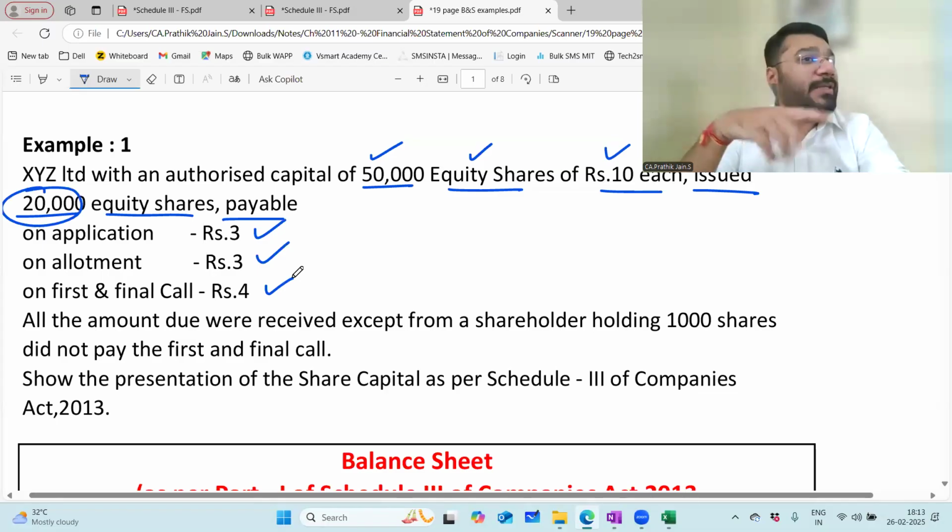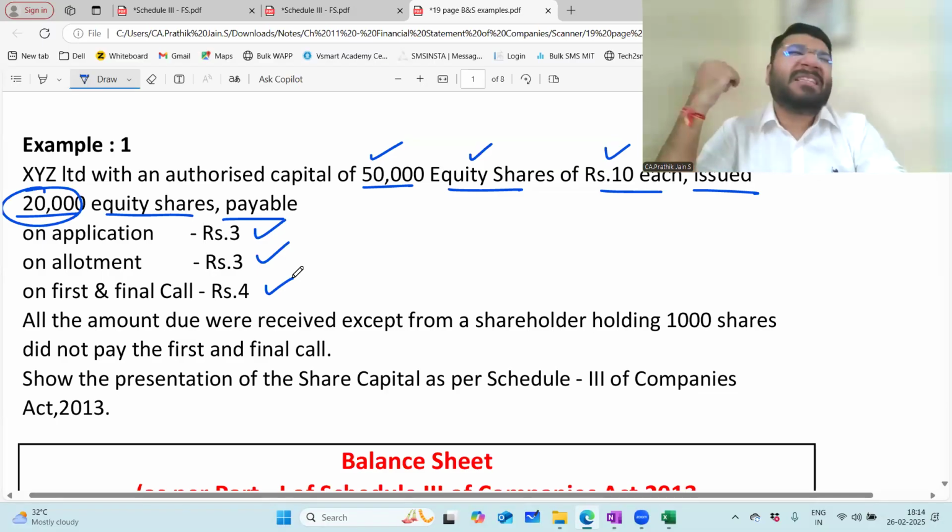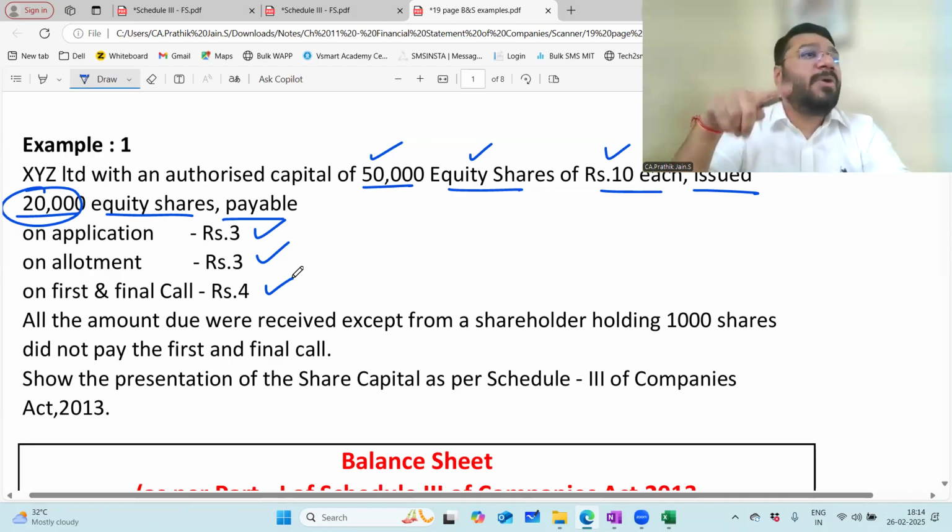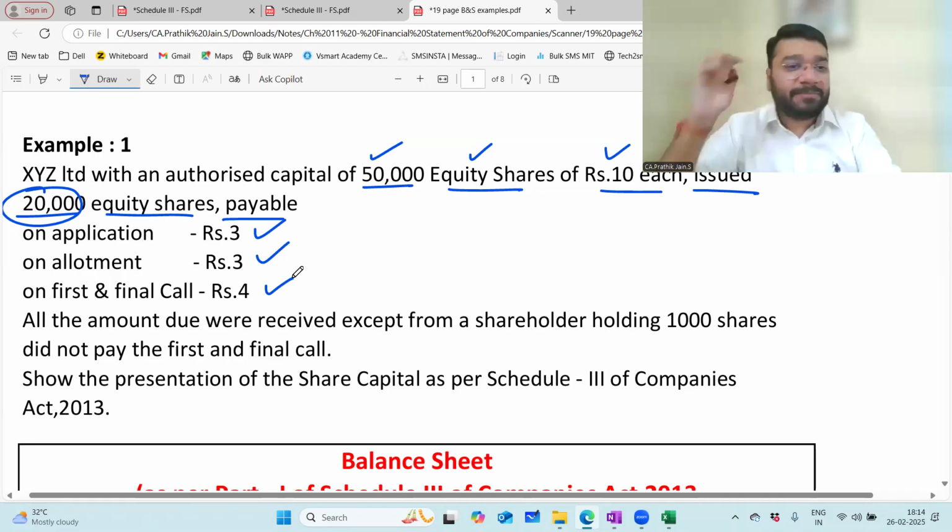Nobody will do this question at the CA Intermediate level. Nobody will do it. It's my challenge. But why I'm discussing it here is because I want to set that momentum wherever possible.